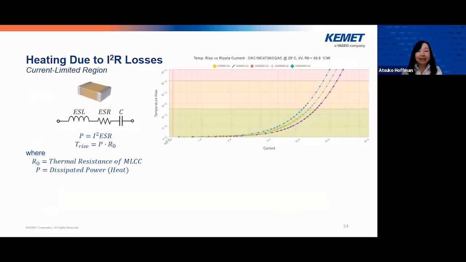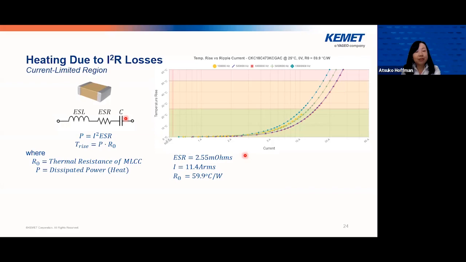So what does this mean? If you look at the simple RLC model here, you can calculate the power using the I squared R formula. And using this power dissipated in the capacitor, you can calculate the temperature rise using the power multiplied by the thermal resistance of the MLCC. This is exactly how the calculation works in our simulation tool KSIM, and we use this calculation to create this plot here.